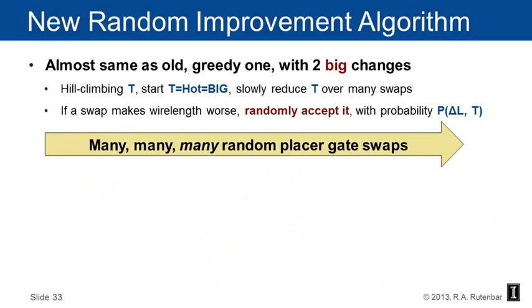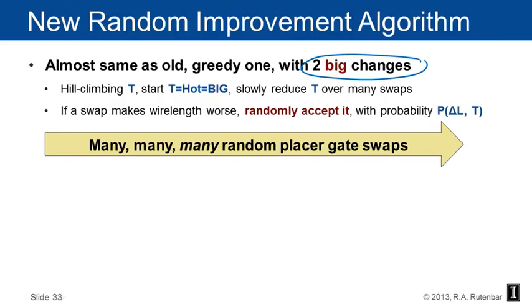So, this is the macroscopic, the big picture. This is a new random improvement algorithm. It's almost the same as the old greedy one, but it's got 2 big changes. So the first is there's this hill climbing parameter T, which you can think of as a temperature. And the way this actually works is that you start the temperature hot, and you do many swaps. And then you cool the temperature a little bit, and you do many swaps. And then you cool the temperature some more, and you do many swaps.